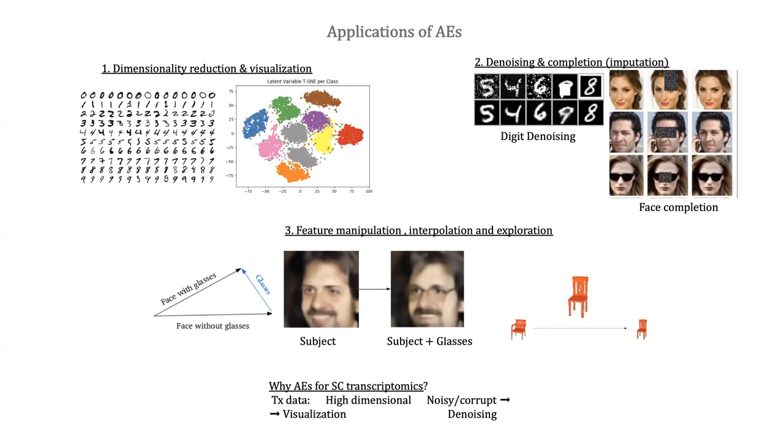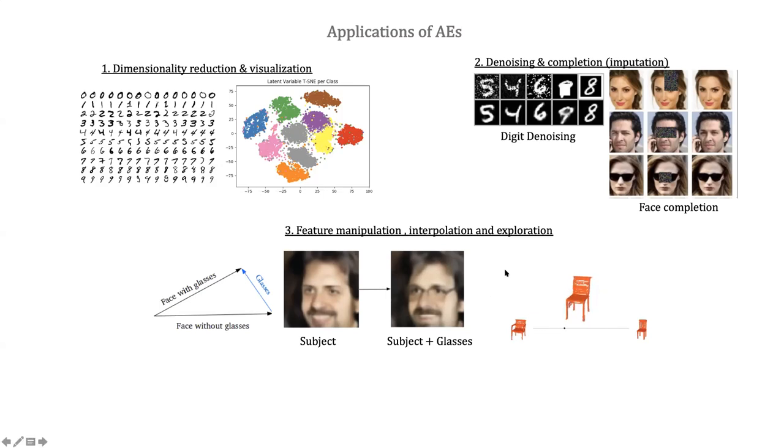Okay, so maybe you already see why this is a natural thing to use in single cell transcriptomics. Single cell data are high dimensional, so there's a lot of interest in visualization. They're also very noisy or corrupt data. They have dropouts and large magnitude outliers, so denoising is also of interest. But I think, to me, probably the most interesting application of deep generative networks and variational autoencoders in single cell data is actually the last application, that is, to try to do inference on your data sets. And we'll see what I mean by that a bit later.